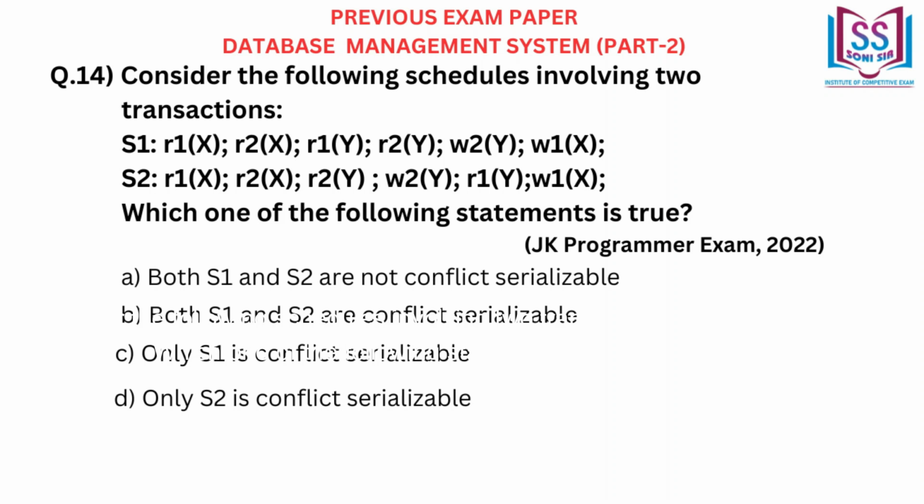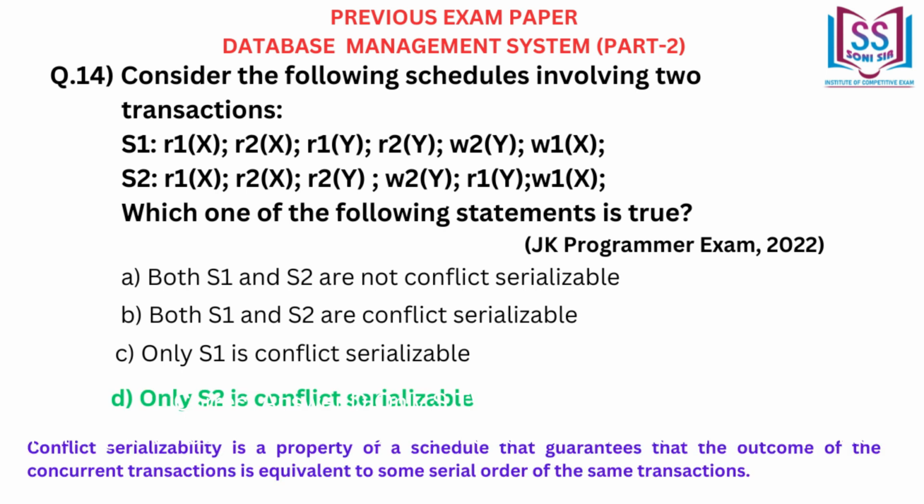Consider the following schedules involving two transactions S1 and S2. Which one of the following statements is true? A. Both S1 and S2 are not conflict serializable. B. Both S1 and S2 are conflict serializable. C. Only S1 is conflict serializable. D. Only S2 is conflict serializable. Correct answer D. Only S2 is conflict serializable.